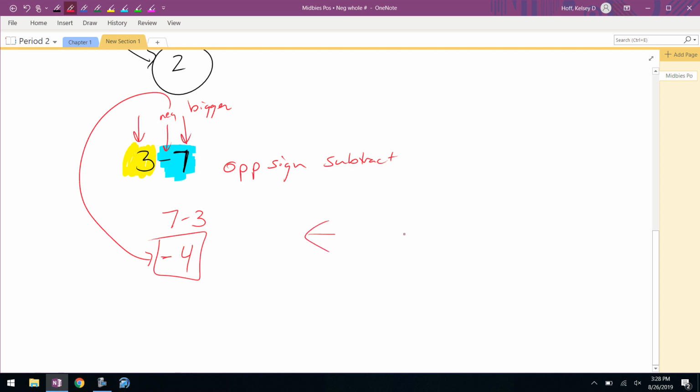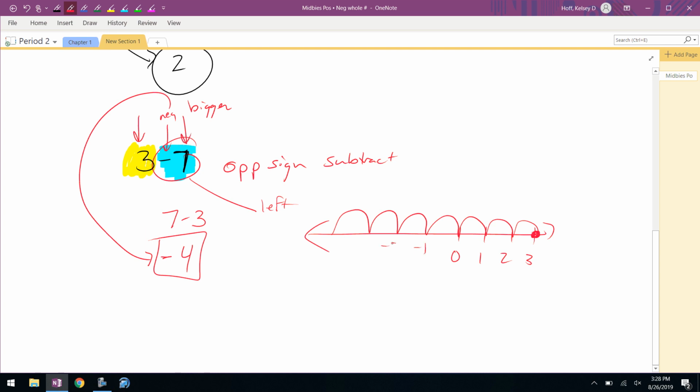On a number line, I start at 3 and I'm subtracting 7. When you subtract, you move to the left. 1, 2, 3, 4, 5, 6, 7. -1, -2, -3, I wind up at -4.